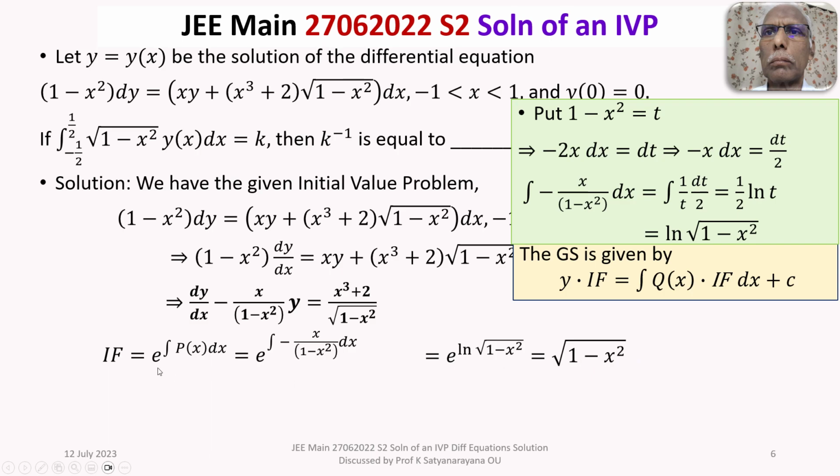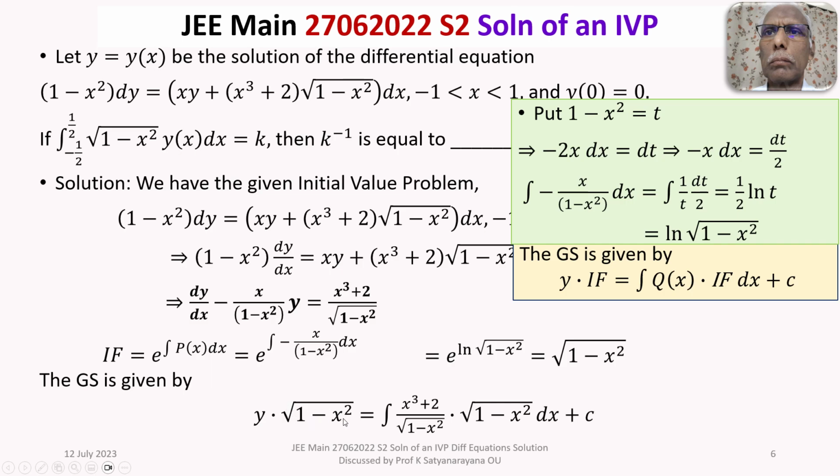So we got the integrating factor, and the general solution is given by y times the integrating factor is equal to the integral of the right-hand side function q(x) times the integrating factor with respect to x, plus c. So the general solution is y√(1 − x²) equal to the integral of q(x), which is (x³ + 2)/√(1 − x²), times the integrating factor √(1 − x²) dx, plus c. We continue in the next slide.